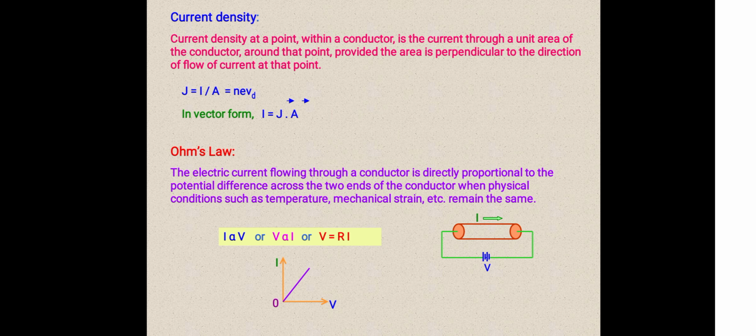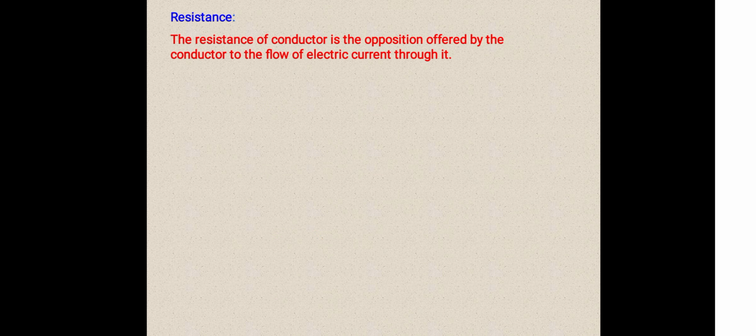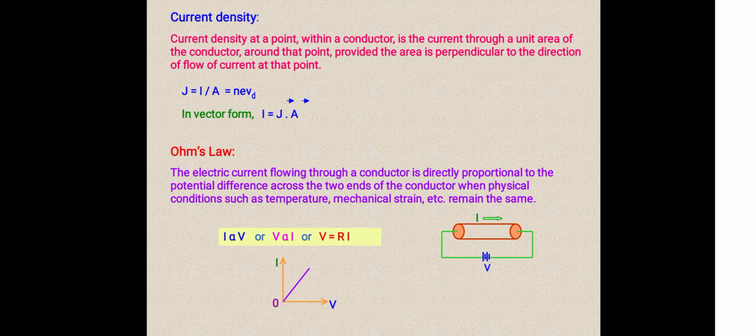So here if we plot a graph of V versus I, then the graph will be a straight line passing through the origin. This graph is for an ohmic conductor. If we plot the graph for a non-ohmic conductor, then the graph will be curved. Okay, remember this thing. From this graph we can find the resistance of the wire also.